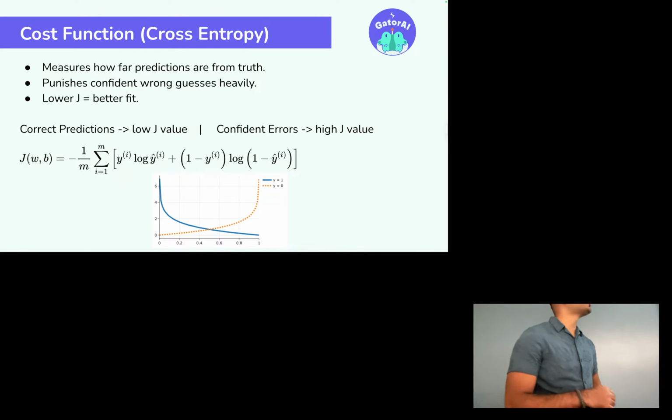And a quick question is, why do we use cross entropy instead of mean squared error? And the reason we do so is because cross entropy punishes those confident errors, unlike mean squared error, which doesn't do that.